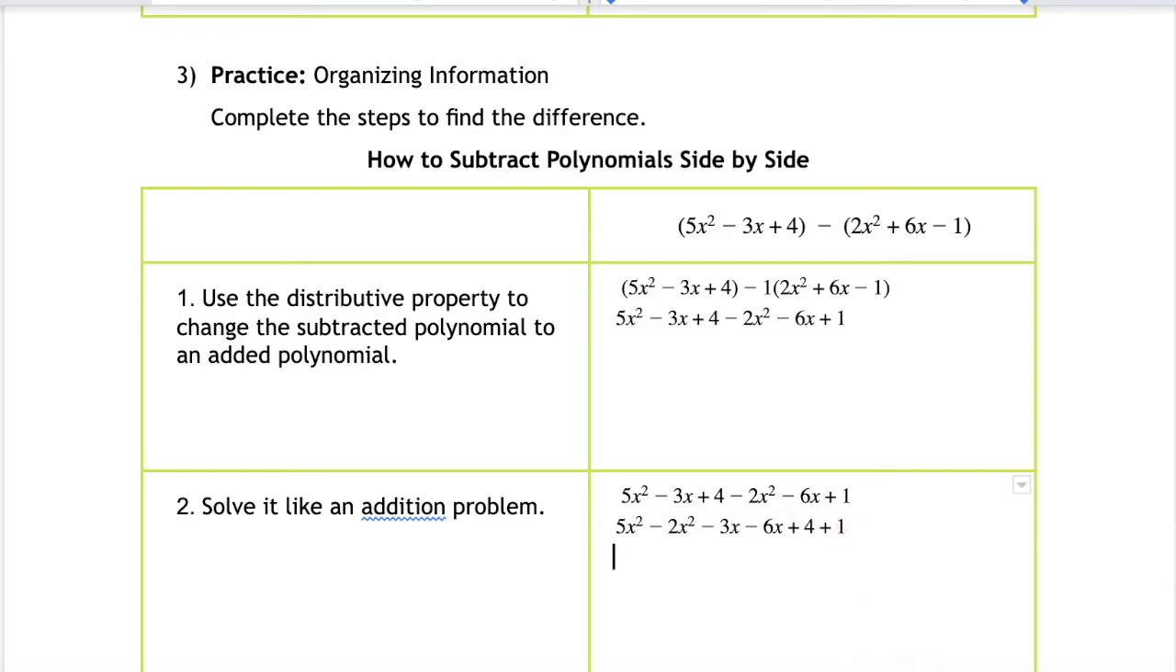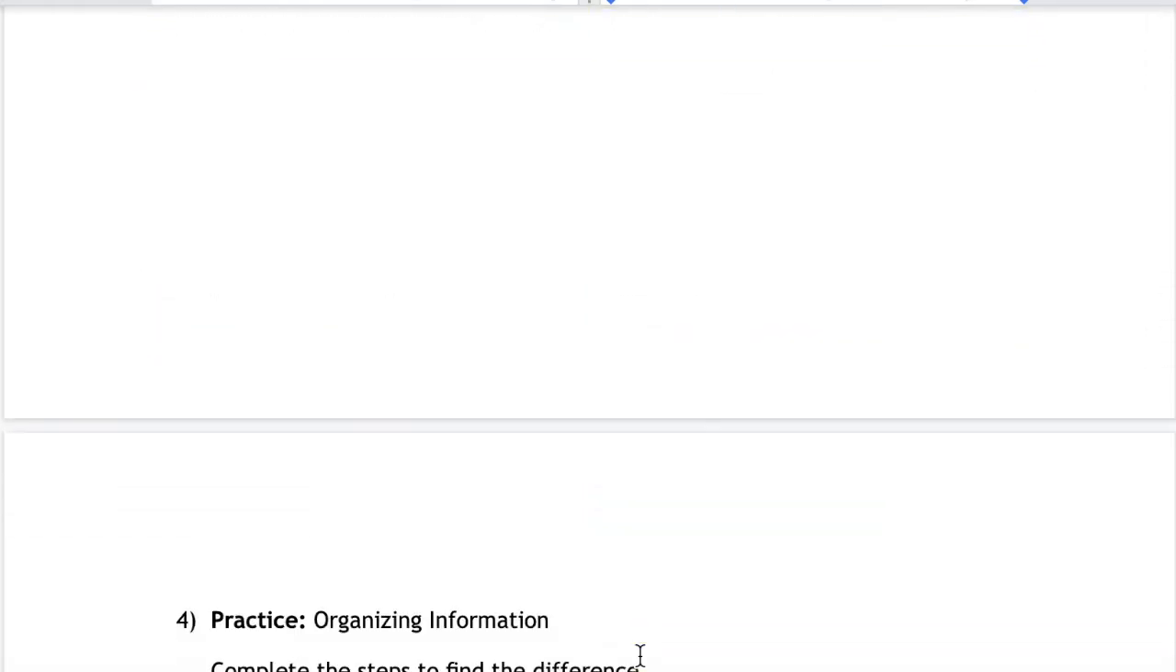So now that I've grouped my like terms together, I just need to combine them or add them. So I'm going to do a new equation again. 5x squared minus 2x squared is 3x squared. -3x minus 6x is minus 9x. And then +4 plus 1 is going to be +5. And so that's going to be my fully subtracted expression.